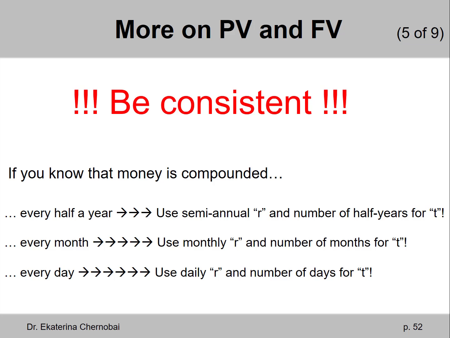If everything is daily, then you need to use the daily interest rate, for which you take the annual rate and divide by 365 days in a year. And for the number of time periods, you use days. And so if you're given a few years, you take the number of years and multiply by 365. That will tell you over how many days the daily interest is earned. So be consistent throughout your calculations.